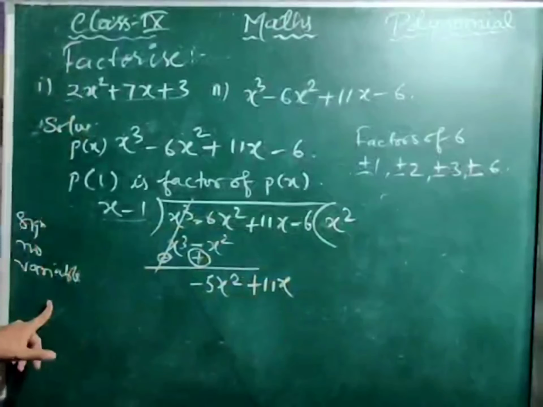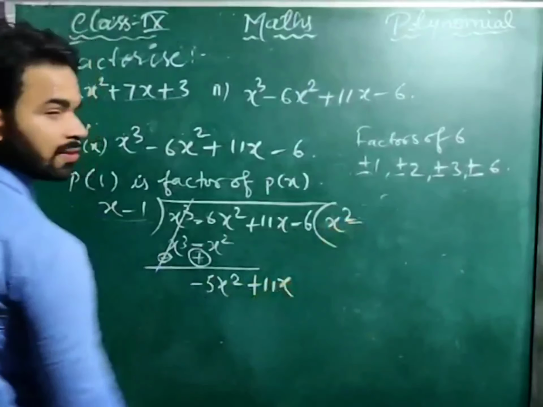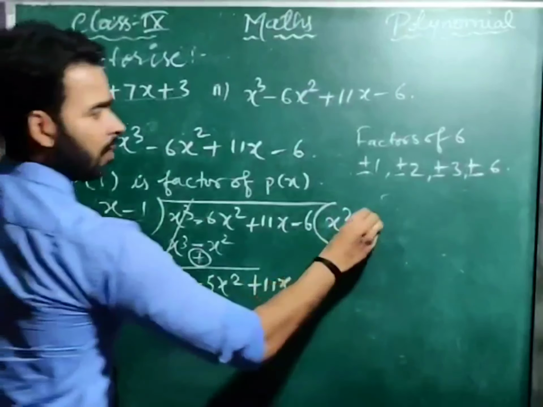Again sign, number, variable. So we will see sign, here plus, here minus. So we will require minus. Number, so here 1, here 5. We require 5.